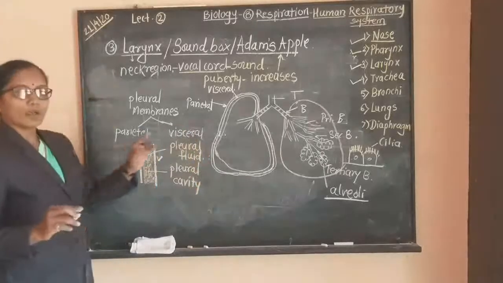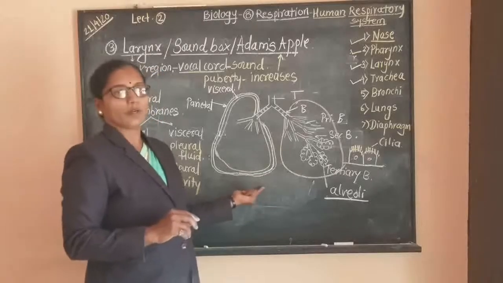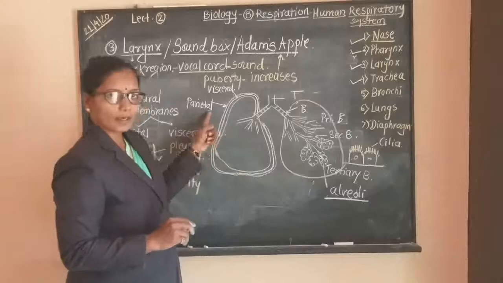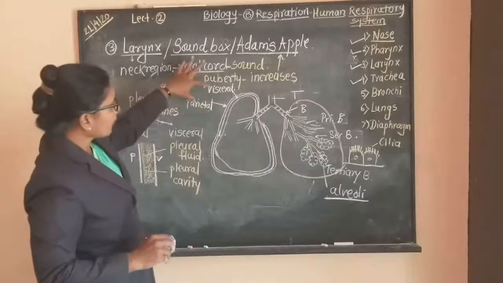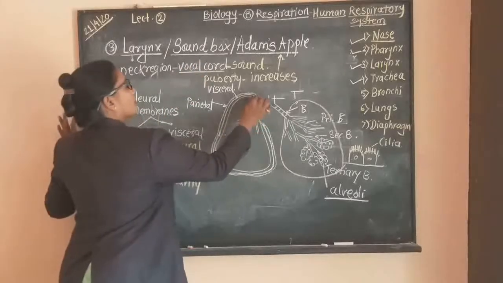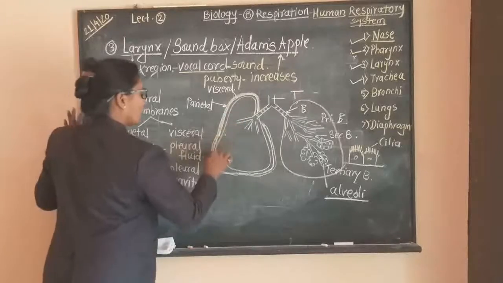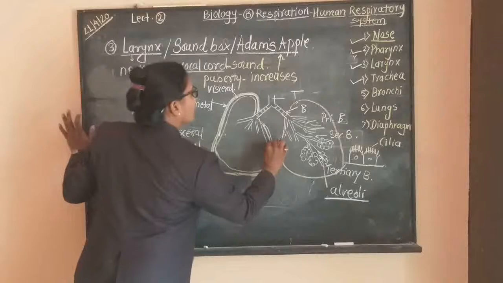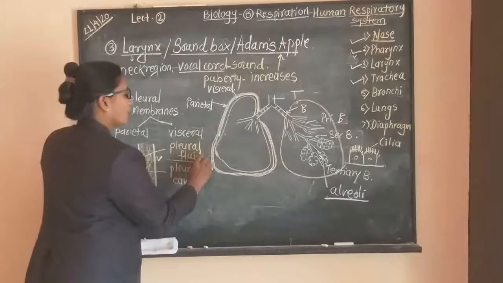Now see, both the lungs are covered by 2 pleural membranes. The outer one is called the parietal membrane. The inner one is called the visceral membrane. In between these 2 membranes, the space present is called the pleural cavity, and this pleural cavity is filled with a fluid. This fluid is called pleural fluid.